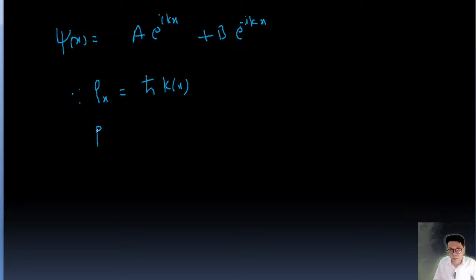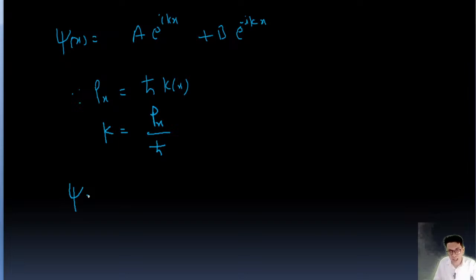So from here we can find the value of k. k is a function of x, guys, so I'm directly writing k. So k is going to be px upon h cut, right? px upon h cut. So here we'll put the value of kx.